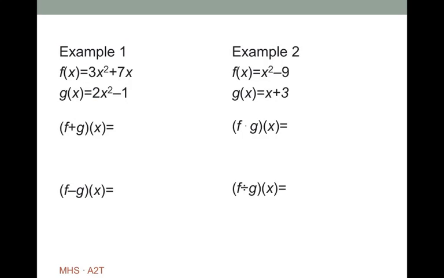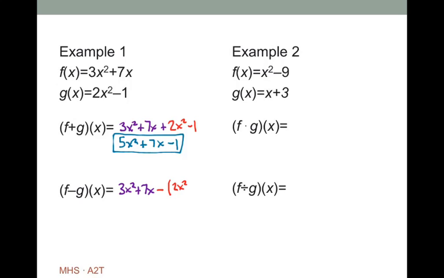So for example, example 1, we have two functions, f of x, 3x squared plus 7x, and g of x, 2x squared minus 1. We're going to try adding those functions together, so all we have to do is take the first function, 3x squared plus 7x, and add it to the second function, 2x squared minus 1. We combine like terms and get our final result, 5x squared plus 7x minus 1. We'll do the same thing subtracting functions, 3x squared plus 7x, subtract 2x squared minus 1. Make sure we distribute that minus sign to both terms, and we'll end up with x squared plus 7x plus 1, because it's minus a negative 1.